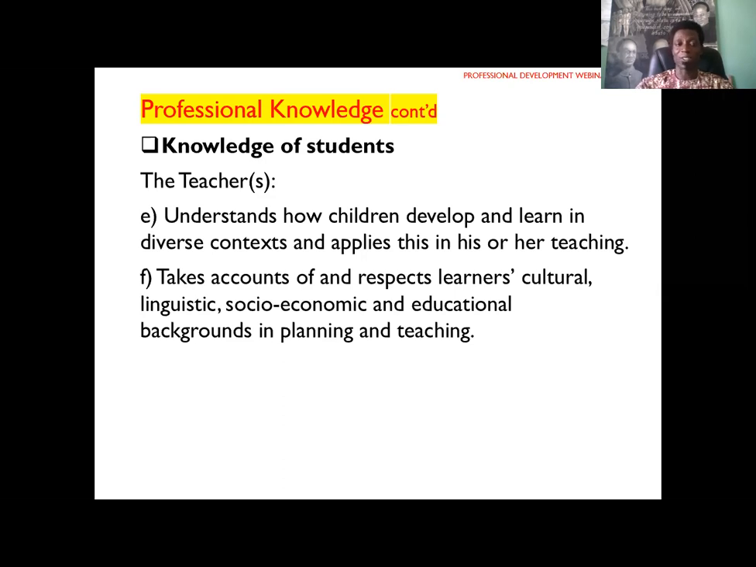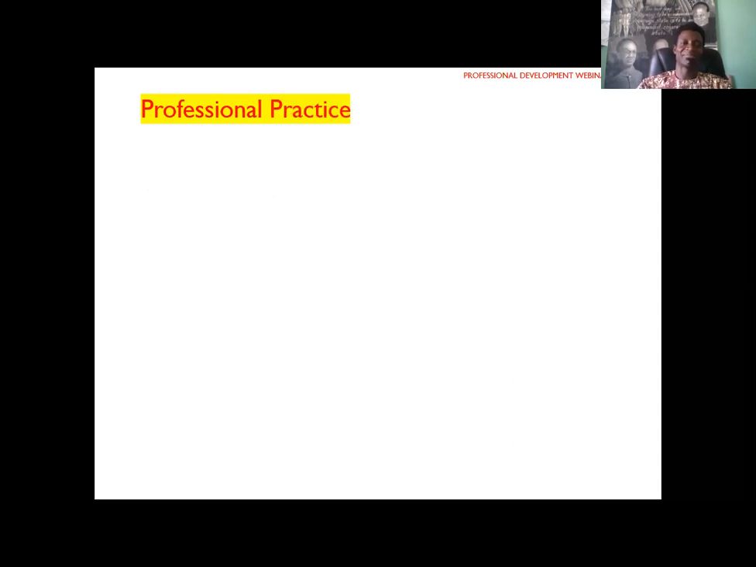individual differences in terms of economics, in terms of where they're coming from, and in terms of linguistic background, because they don't all speak the same language. So you need to know how you're going to prepare so that your lesson delivery is smooth, effective, and goes down well with the students. So you need to demonstrate knowledge of the learners you teach.